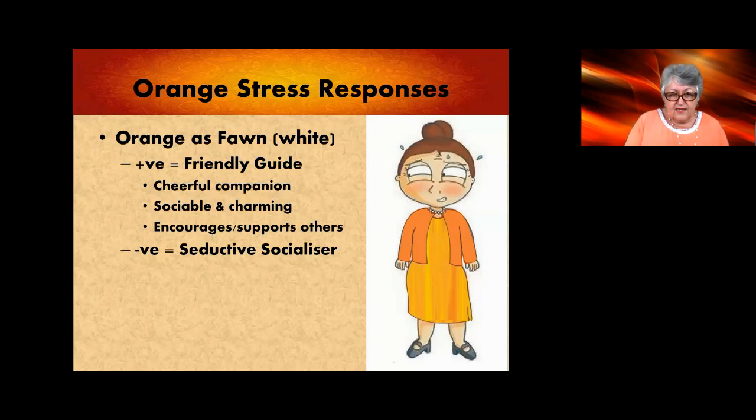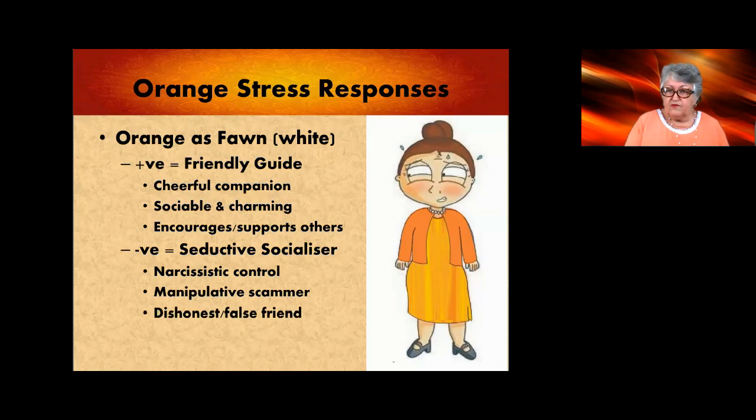Whereas the seductive socializer wants to have narcissistic control over every aspect of people who come into their social orbit. They are manipulative, and often they are scammers of some sort or another. They can be dishonest and a very false friend. These are the sorts of people you would want to be very wary of, because the flags that come up from the seductive socializer are the sort of flags that we should all be aware of and keep well away from.